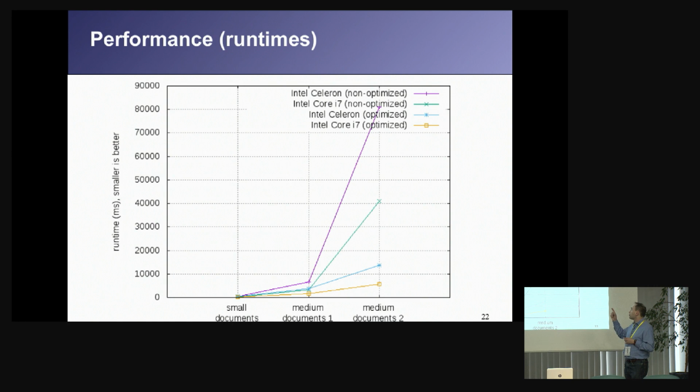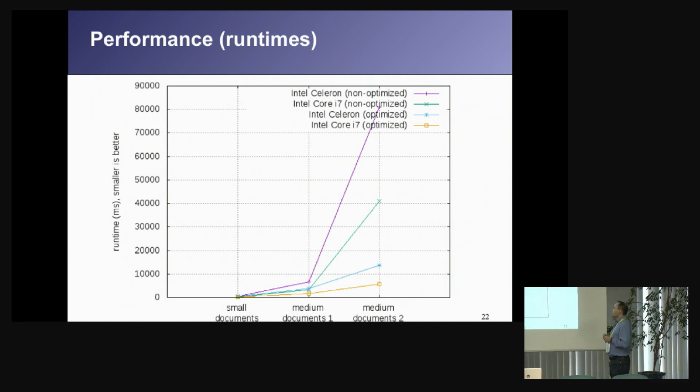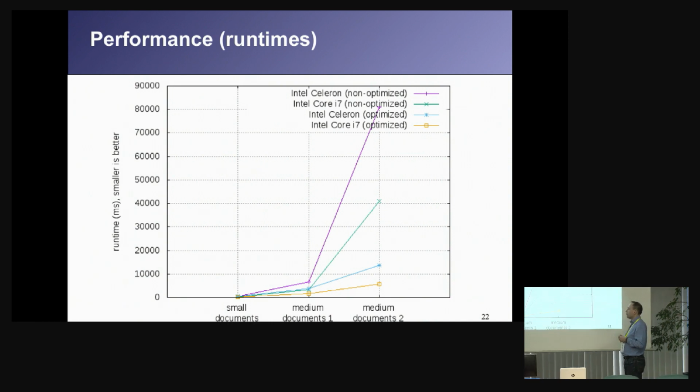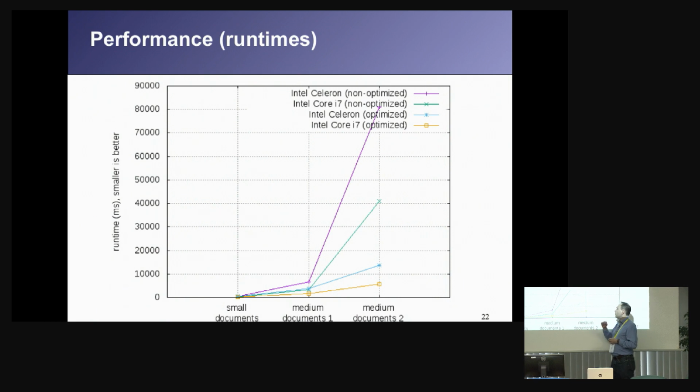So unoptimized versions, slow computers, about 80 seconds. 40 seconds for a fast computer with a still unoptimized version of the algorithm. But with the optimized version of the algorithm, we arrive at 12 seconds for a slow computer and 5 seconds, roughly, for a fast computer. And when we apply Tagdiff to the small documents, of course, it's only a few hundred milliseconds.